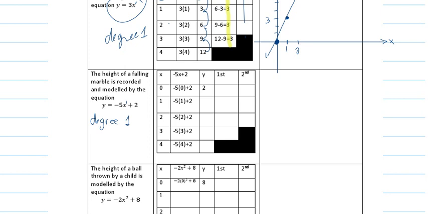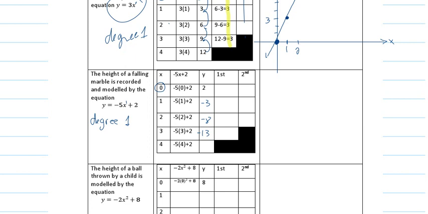Again, the values of x picked were 0, 1, 2, 3, 4. You plug each value of x into the equation. So negative 5 times 0 plus 2 gives you 2. Plug in 1: negative 5 times 1 is negative 5, add 2, that's negative 3. Negative 5 times 2 is negative 10, add 2, gives me negative 8. Negative 5 times 3 is negative 15, add 2, that's negative 13. Then negative 5 times 4 is negative 20, add 2, that's negative 18.